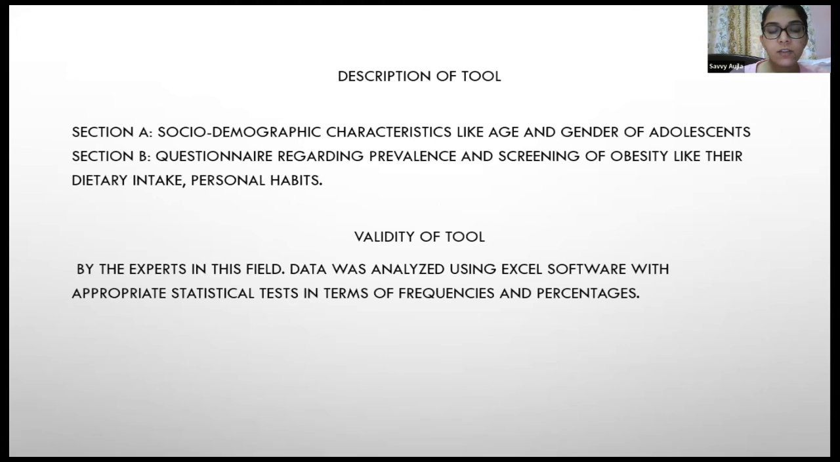Description of the tool. It had 2 sections. Section A includes the sociodemographic characteristics like age and gender of adolescents, and section B included a questionnaire regarding the prevalence and screening of obesity, like the dietary intake and personal habits. The validity of the tool was checked by experts in this field. The data was analyzed using Microsoft Excel software with appropriate statistical tests in terms of frequencies and percentages.